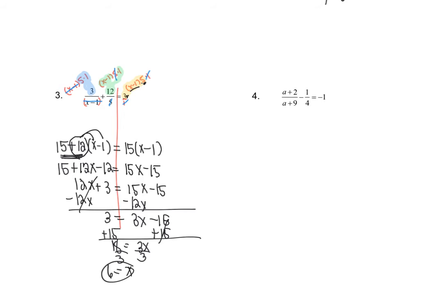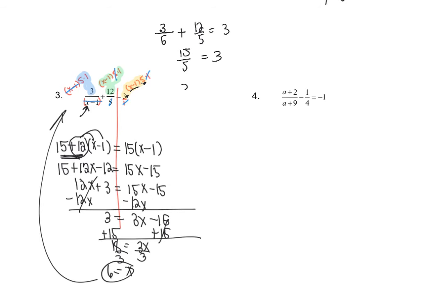Okay, now I have to plug it back in. So I get 3 over 6 is going here, so that's really a 5, right? Because 6 minus 1, plus 12 over 5 equals 3. So let's make sure that works. What is that? That's 15 over 5 equals 3. Well, what's 15 over 5? 3 equals 3. So that checks. Now, could you plug that in your calculator? Absolutely, you can.